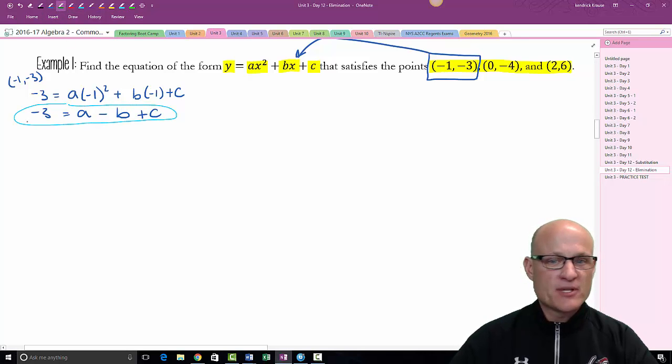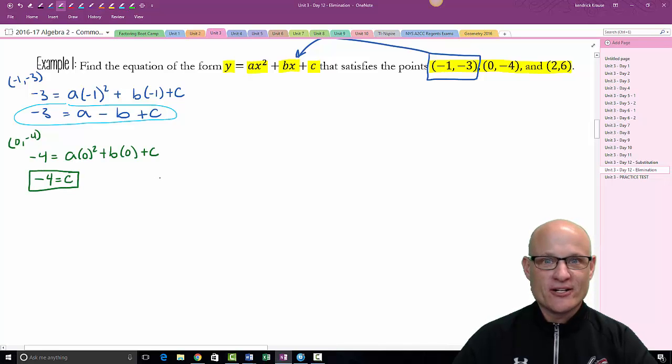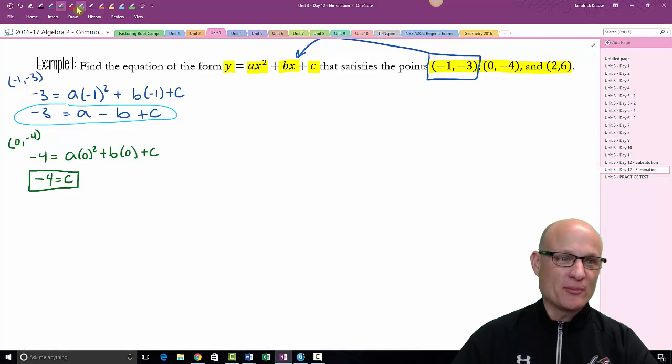Now we're going to use the next point. The next point is 0, -4. Uh-oh, 0 makes it easy. You'll see why in a second. So -4 is equal to a times 0 squared plus b times 0 plus c. Well, whoa, what do you know? -4 is equal to c. I already know that. Wow, that's awesome.